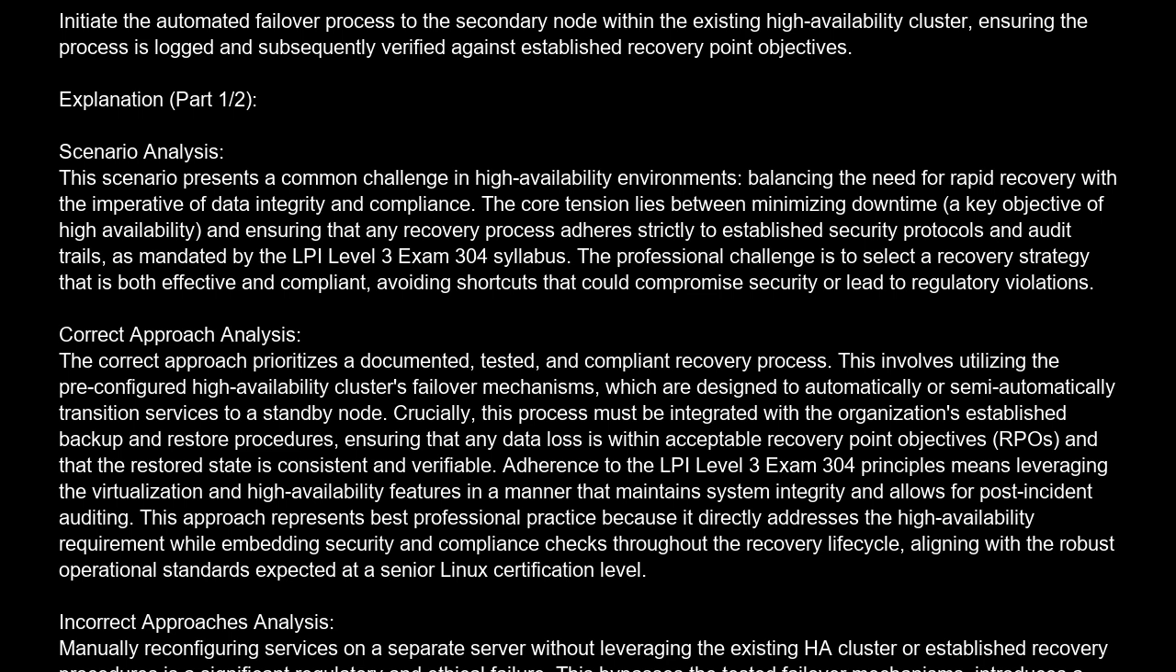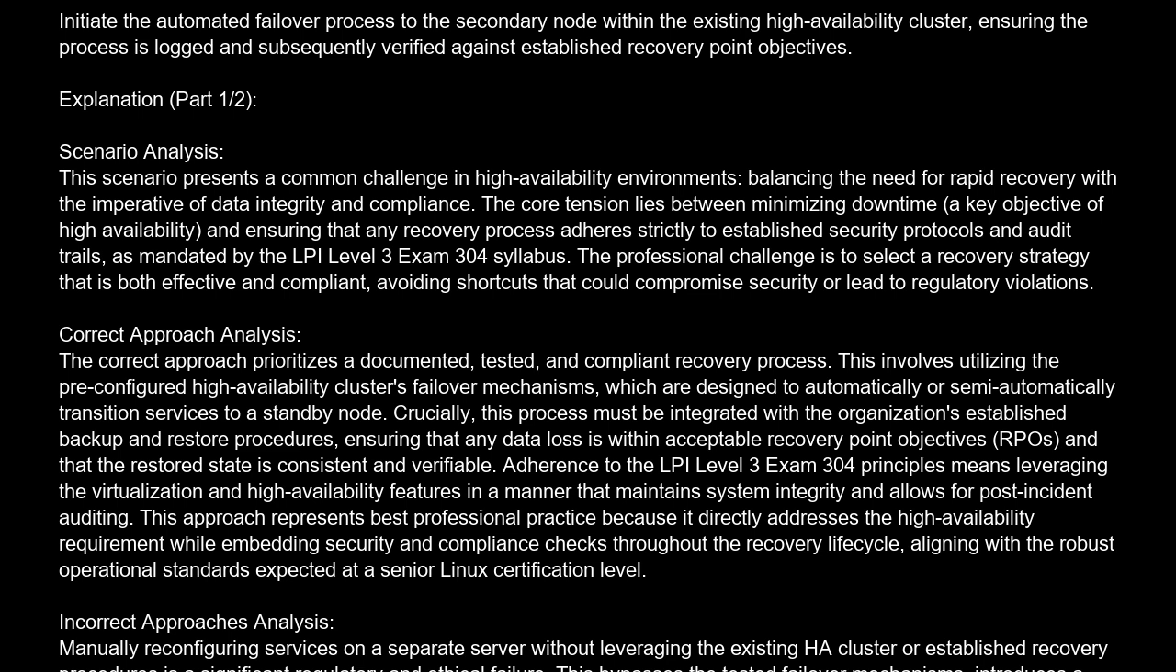This involves utilizing the pre-configured high-availability cluster's failover mechanisms, which are designed to automatically or semi-automatically transition services to a standby node. Crucially, this process must be integrated with the organization's established backup and restore procedures, ensuring that any data loss is within acceptable recovery point objectives, RPO, and that the restored state is consistent and verifiable.